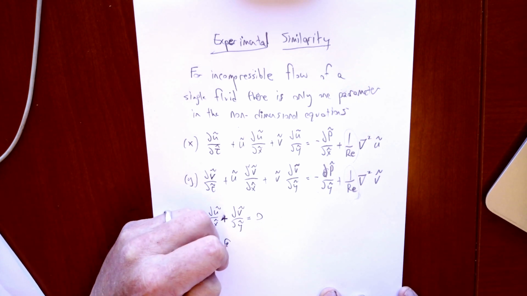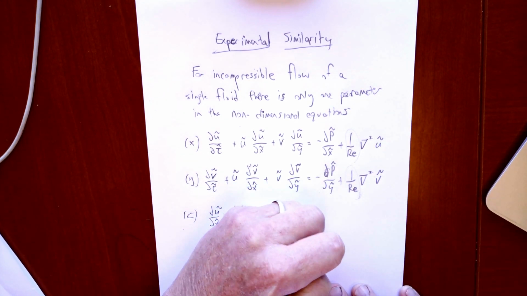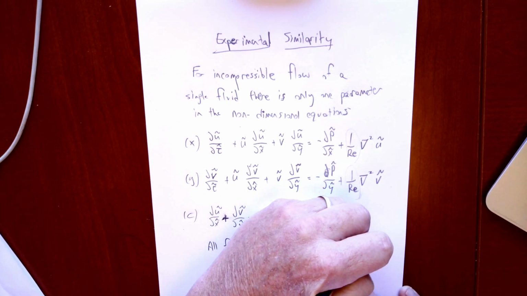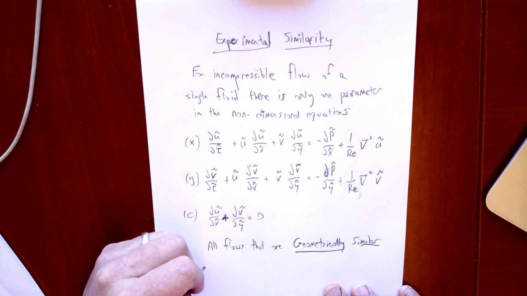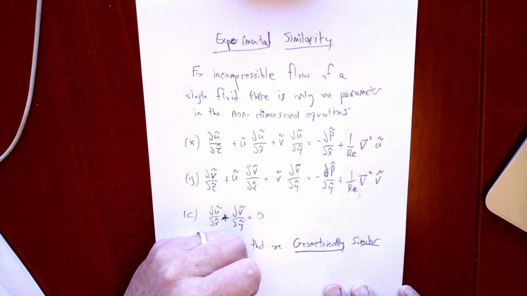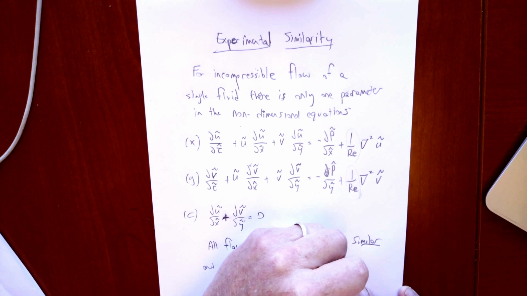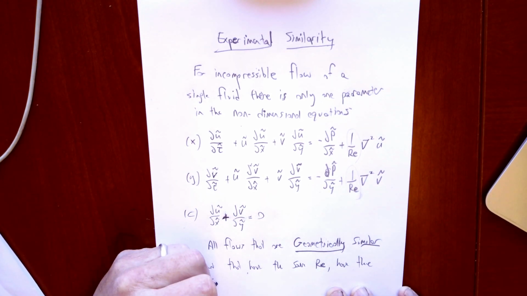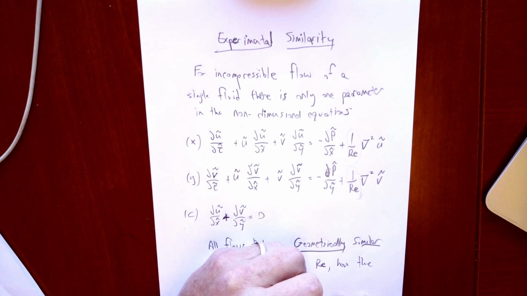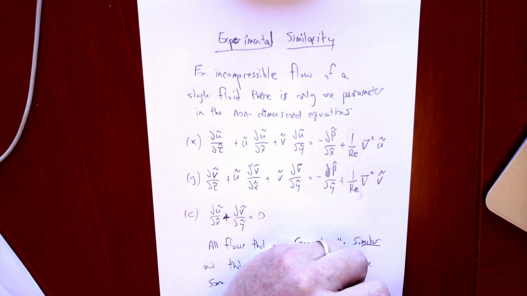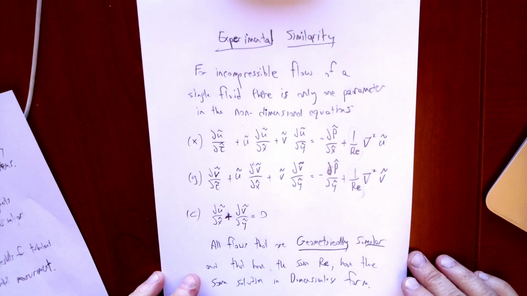So I'll say, all flows that are what we call geometrically similar and that have the same Reynolds number have the same solution, in dimensionless form.